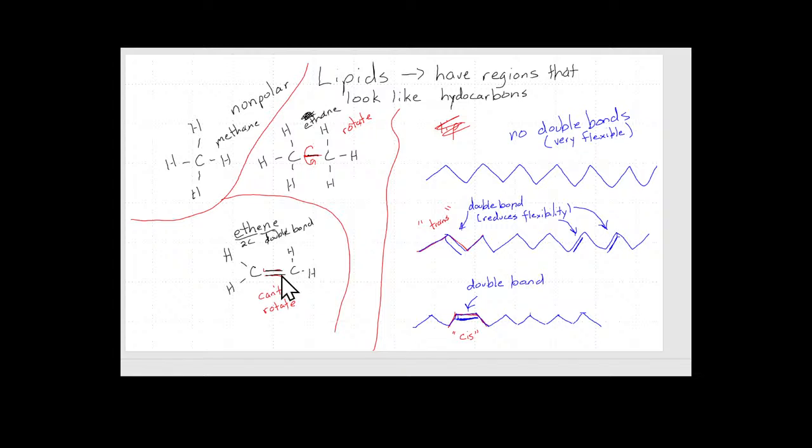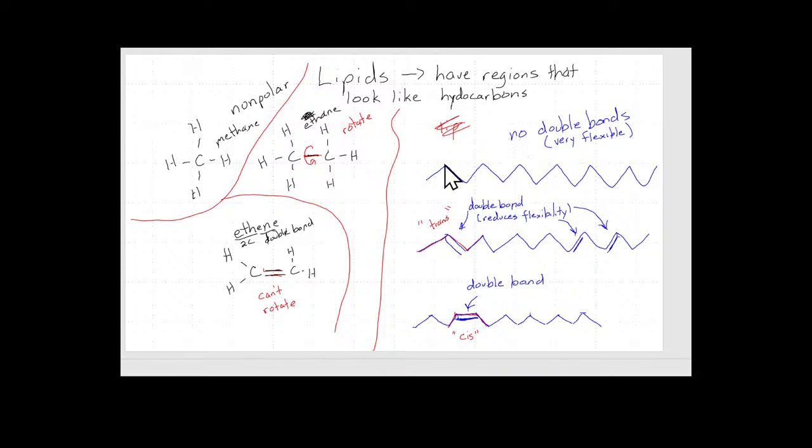But with this double bond, there are some constraints. The single covalent bond allowed rotation around the 2 carbons. When you form a double bond, these can't rotate. And so this molecule is stuck in a flat, linear plane. These 3 hydrogens can rotate around in 3 dimensions.